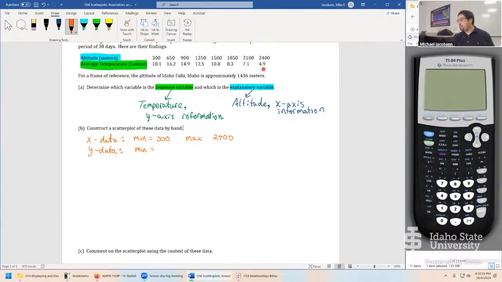This data is not exactly sorted. It kind of jumps around a little bit. Actually, it looks like it is sorted. It looks like it's decreasing all the way down, just not by the same amount each time. And the max is 18.1. So that's in meters here. This is in degrees Celsius for the other one. So we want a window that just contains this information.